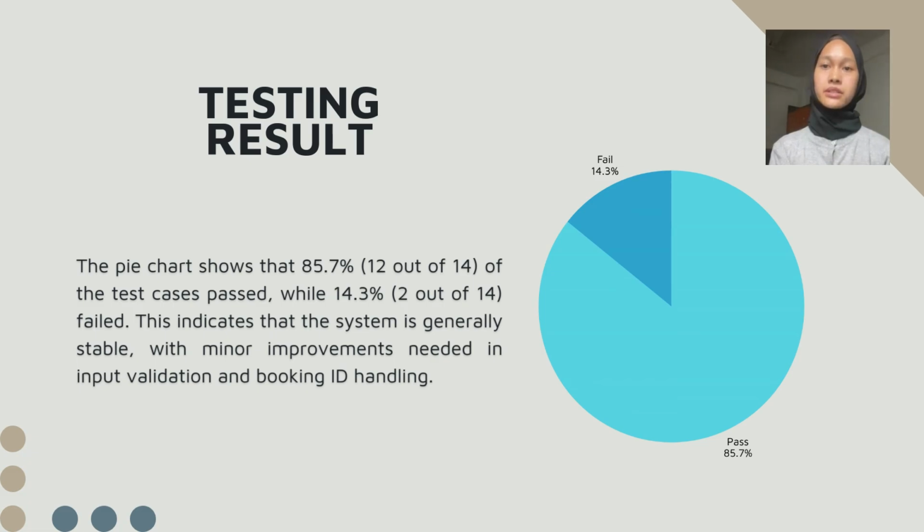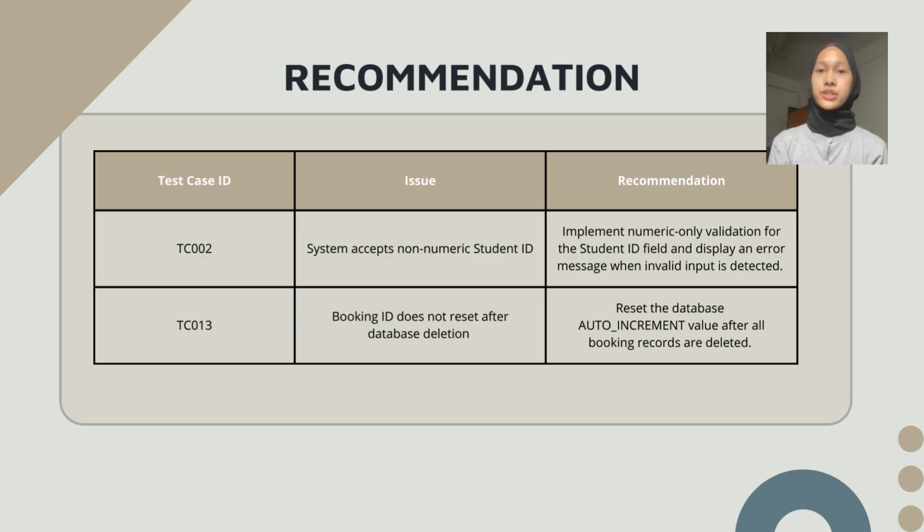As shown in the chart, 85.7% of the test cases passed while 14.3% failed. This indicates that most system functions work correctly with a few areas needing improvement. This slide shows a recommendation table based on the failed test cases. For TC002, numeric-only validation is recommended for the student ID field, and for TC013, the database auto-increment value should be reset after deleting all booking records.